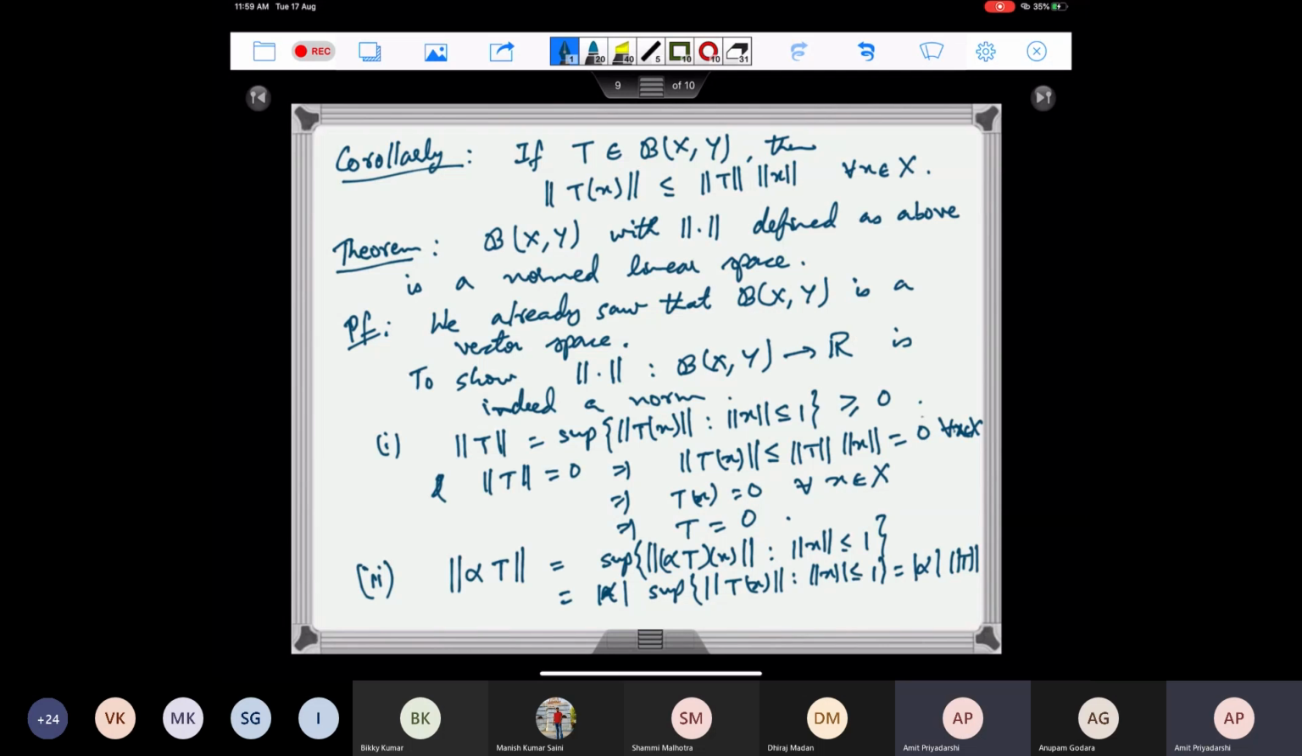Then we will see some more examples, some examples of bounded linear operators, also unbounded linear operators, and then we will see some more results. Okay, so I'll stop here.